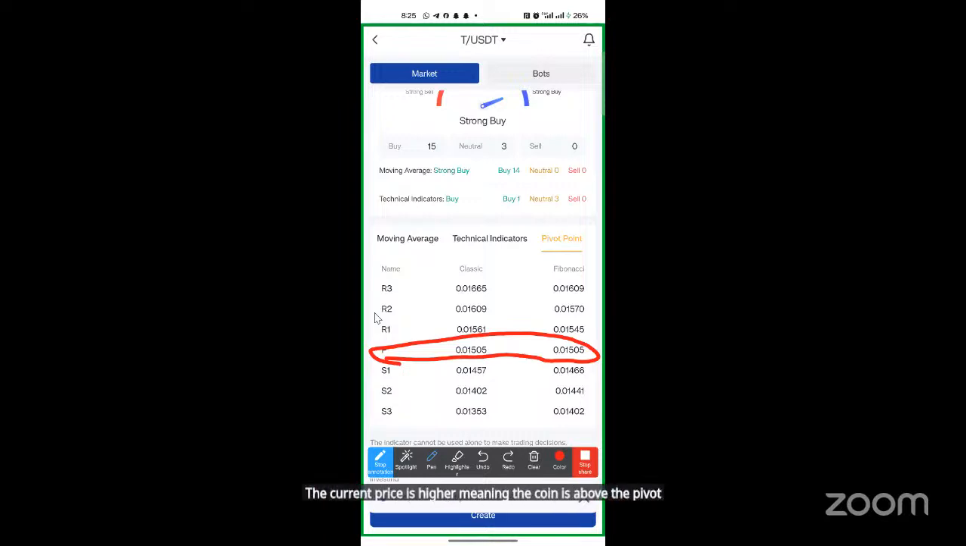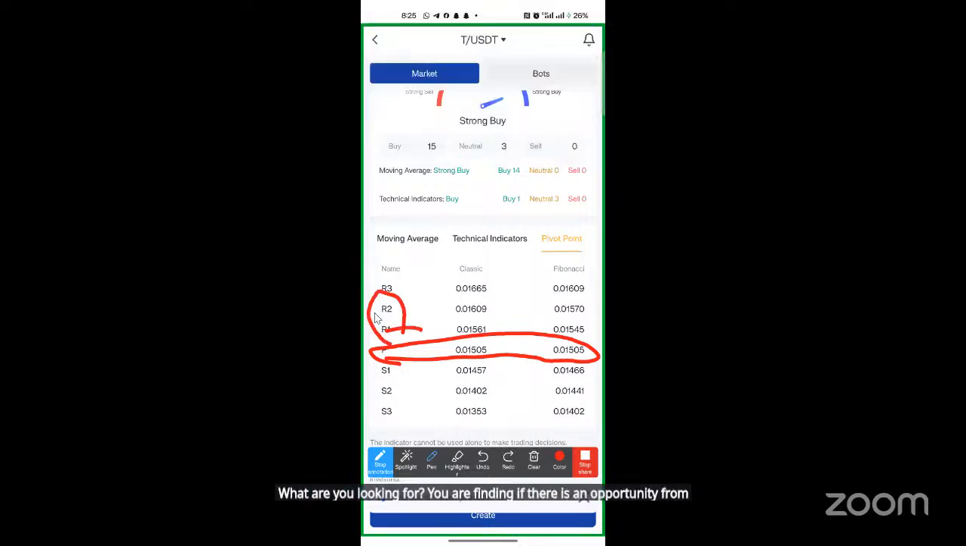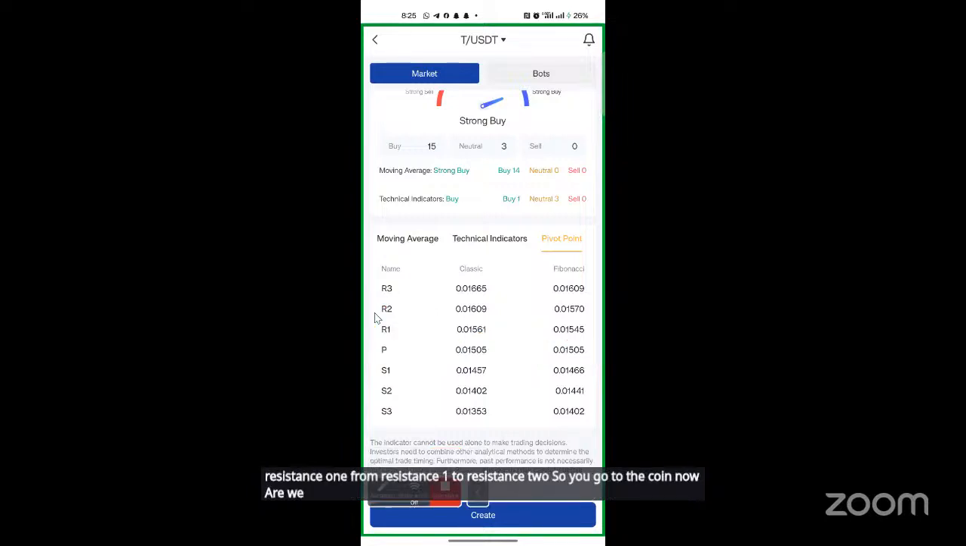When the coin is above the pivot, is it buyers in charge or sellers in charge? So now you know, buyers are in charge. What are you looking for? You are finding if there is an opportunity from pivot to resistance 1, from resistance 1 to resistance 2. So you go to the coin now. Are we connecting?